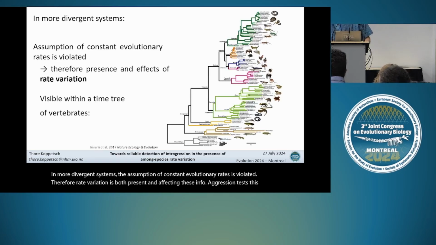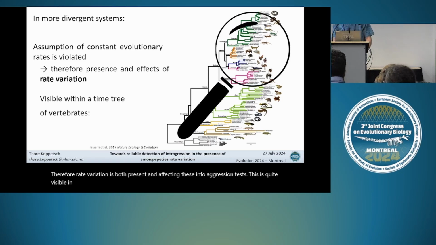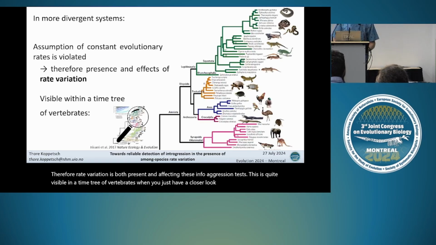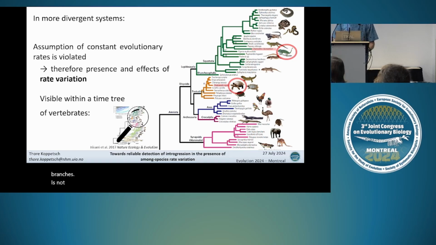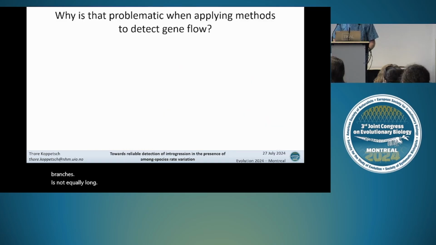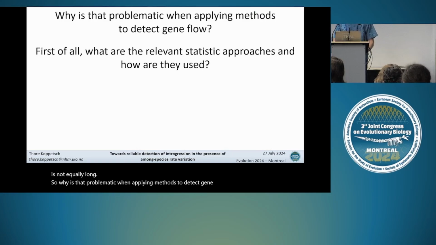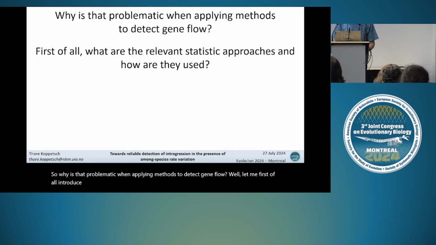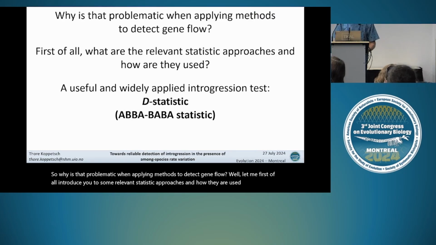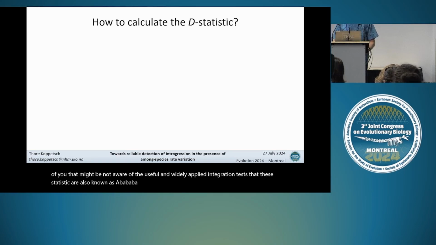This is quite visible in a time tree of vertebrates when you just have a closer look at 2 random groups, for example, this chameleon and this giant tortoise. You can see that the length of these branches is not equally long. So why is that problematic when applying methods to detect gene flow? Well, let me first of all introduce you to some relevant statistical approaches and how they are used. Just for those of you that might not be aware of the useful and widely applied introgression test, the D-statistic, also known as the ABBA-BABA test. So how to calculate the D-statistic?